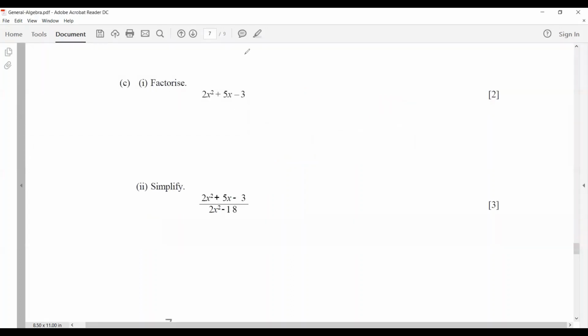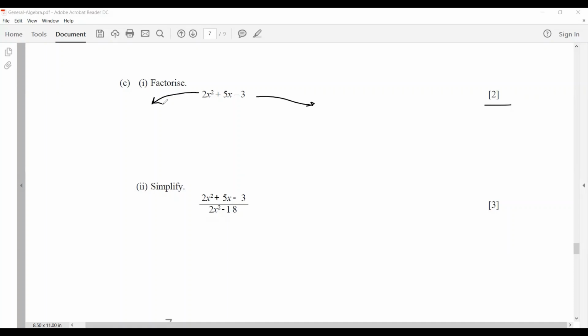Factorize this. It only carries 2 marks. So if I use the AC method, again, guys, it is a promising method. Definitely you get the answer, but maybe for these questions, which only carry 2 marks, it's better we don't spend that much time on it.